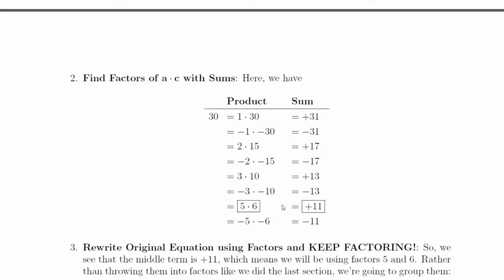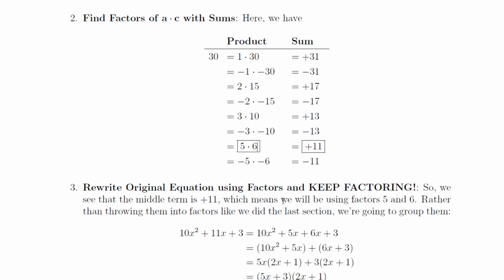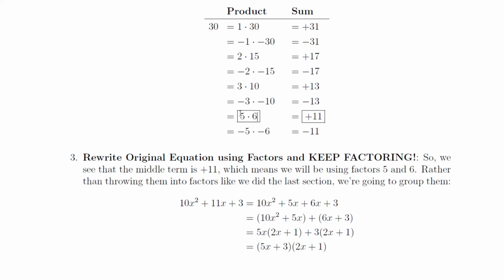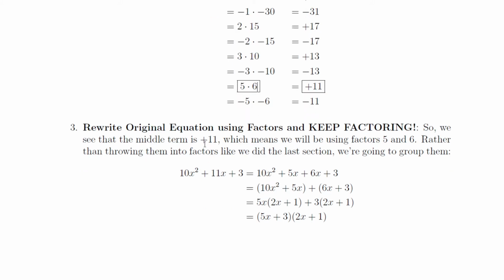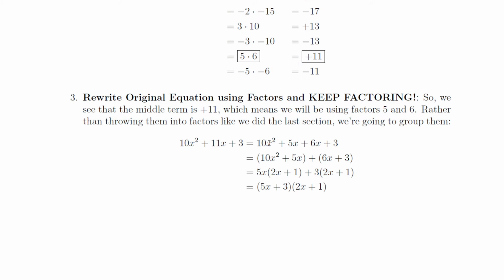So what we are going to do is rewrite the original equation using the factors that we have here, but we're separating them by grouping, kind of like what we did last section. If you don't remember how to do that, I encourage you to go back and check out the video because it's going to be very helpful in this section. So the middle term is 11. The factors are 5 and 6. We're going to group them. So take a look at what we do.